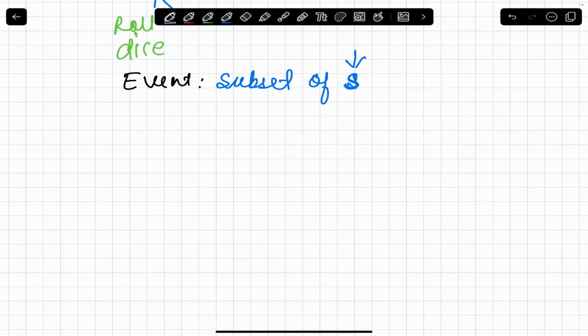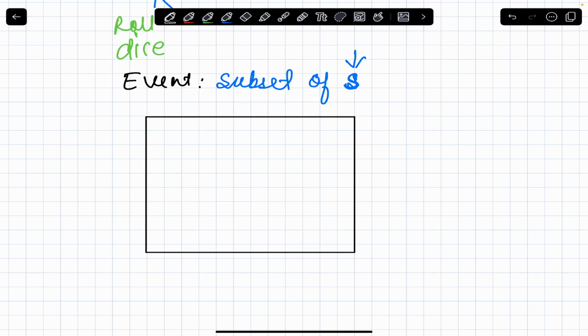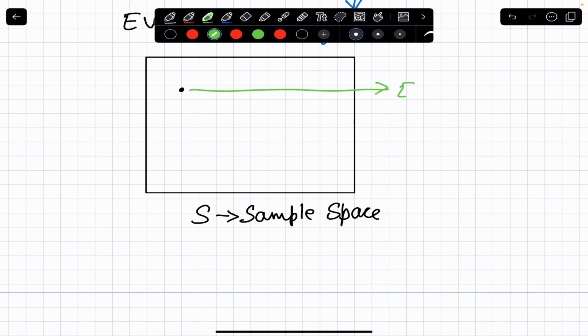If we visualize it, it will be like this. We have a box, and this is what we call S for sample space. And we have a point or dot, which is an event.